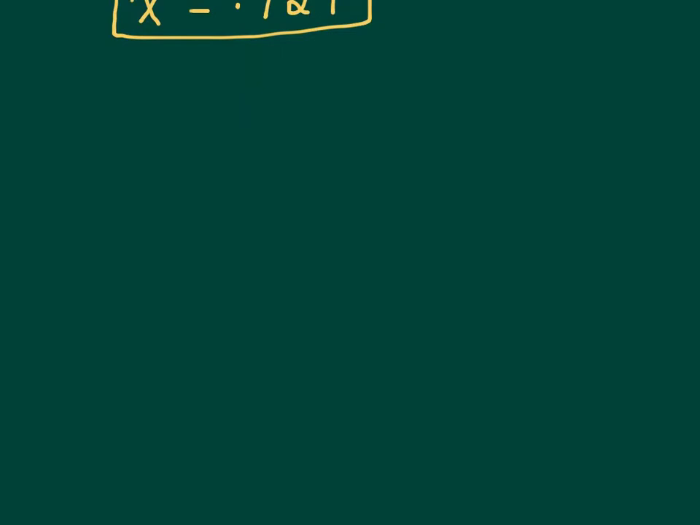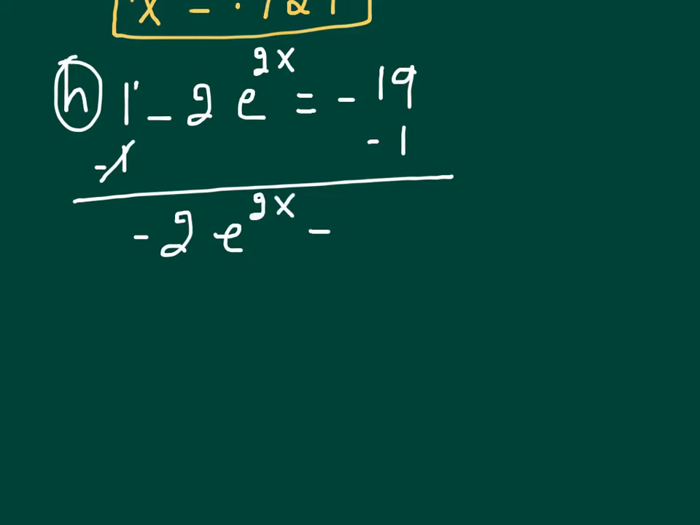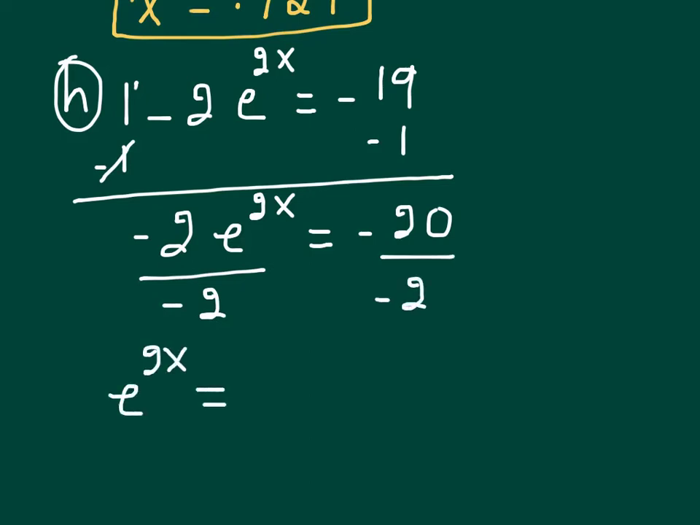Next, we're going to take a look at part H. Part H, we have 1 minus 2 times e to the 2x equal negative 19. We're going to subtract 1 from both sides. And when we subtract 1 from both sides, we're going to get negative 2e to the 2x is equal to negative 20. Dividing by negative 2, we're going to get e to the 2x is equal to 10.